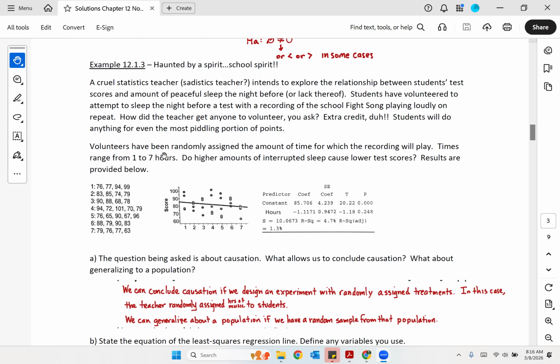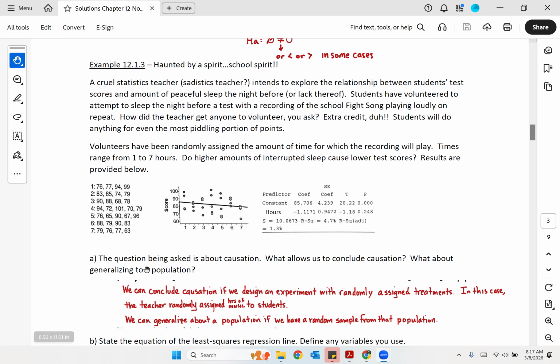And the volunteers have been randomly assigned the amount of time for which the recording will play, anywhere between 1 and 7 hours. Do the higher amounts cause lower scores? We're going to find out. We're going to find out by looking at the slope of a regression line, where we've got the hours of messed up sleep as an explanatory X variable. We've got the test scores as a response. And thankfully, we also have the computer regression output, which is going to make our lives a lot easier as far as calculation is concerned, as long as you know how to read and interpret this thing, which I will show you how to do.